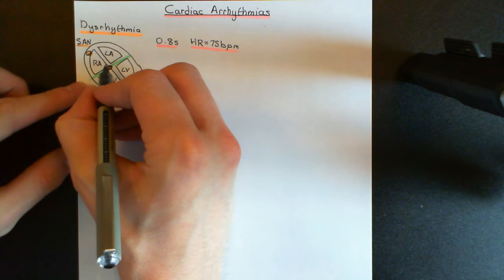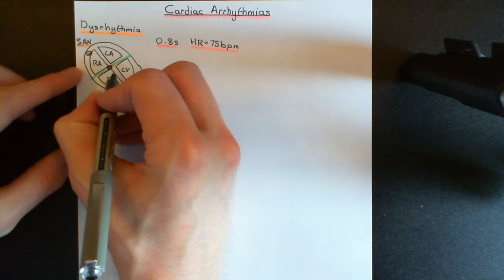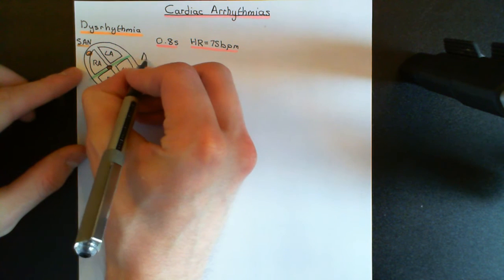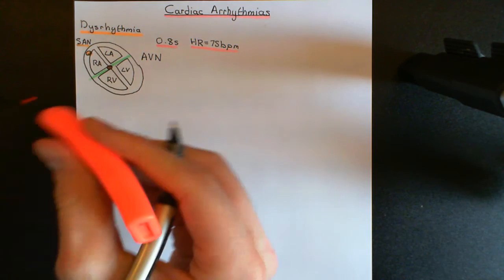There is one window through this whereby the electrical signal can be conducted down to the ventricles, and that is of course known as the atrioventricular node, which I'll just abbreviate to AVN here.